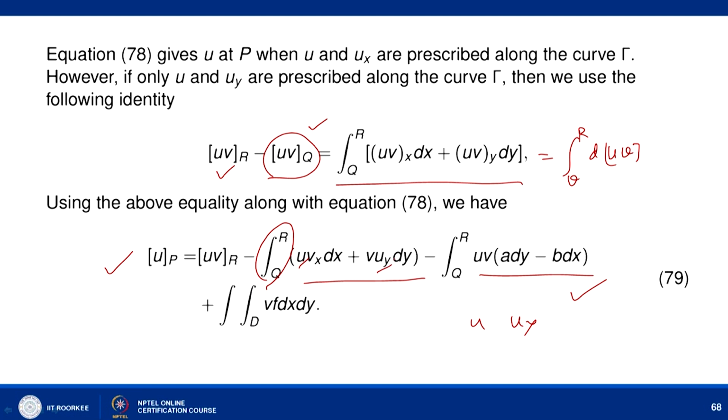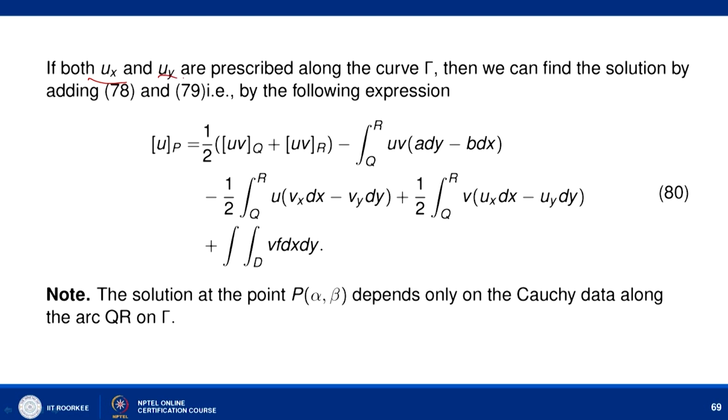Here u and uy are used, but what happens if u, ux and uy are all given along the initial curve? I cannot use 78 or 79 alone. So we sum these 78 and 79. If both ux and uy are prescribed along the curve gamma, then we can find the solution by adding the previous two formulas, and we have the following expression: u at p equal to 1 by 2 (uv at q plus uv at r) minus the integral from q to r of uv(a dy minus b dx) minus half the integral from q to r of (uvx dx minus vuy dy) plus 1 by 2 the integral from q to r of (vux dx minus uy dy) plus the double integral of vf dx dy.